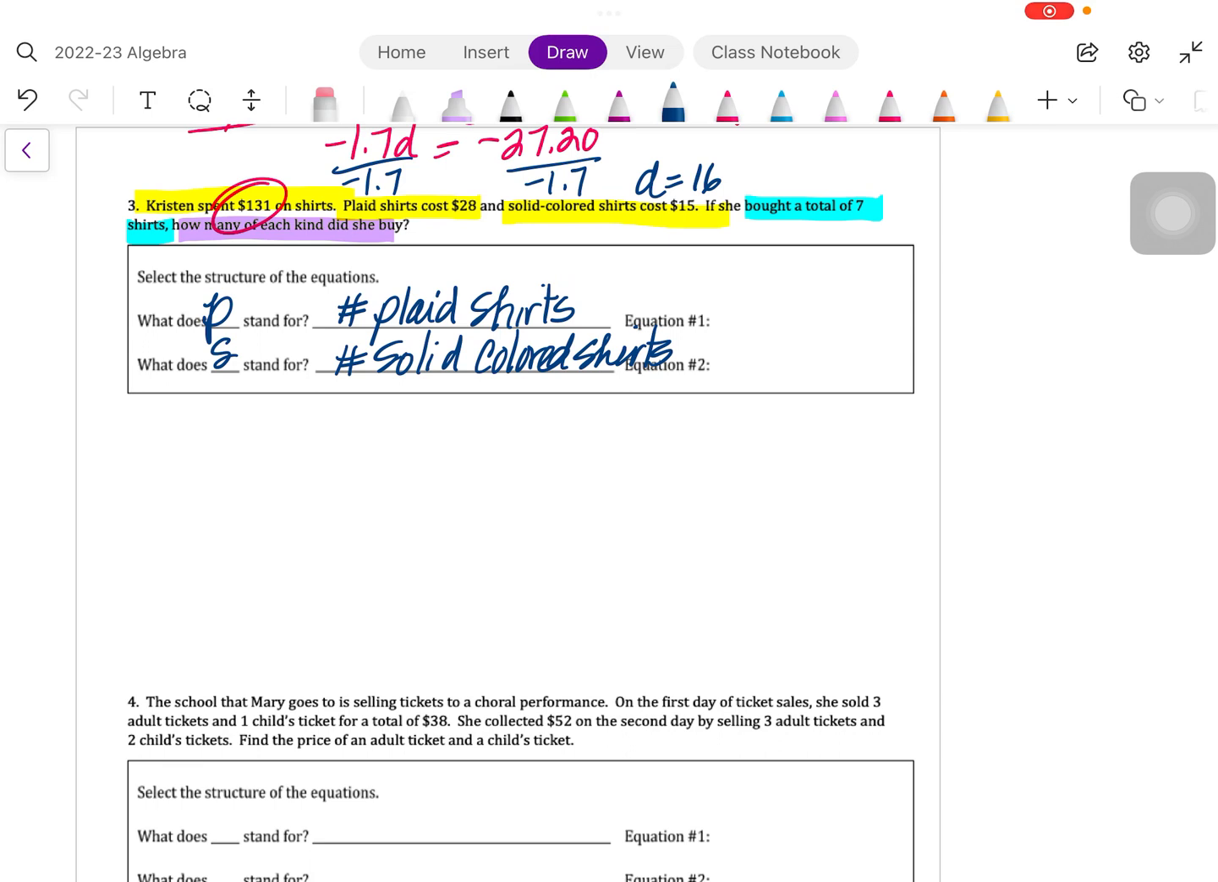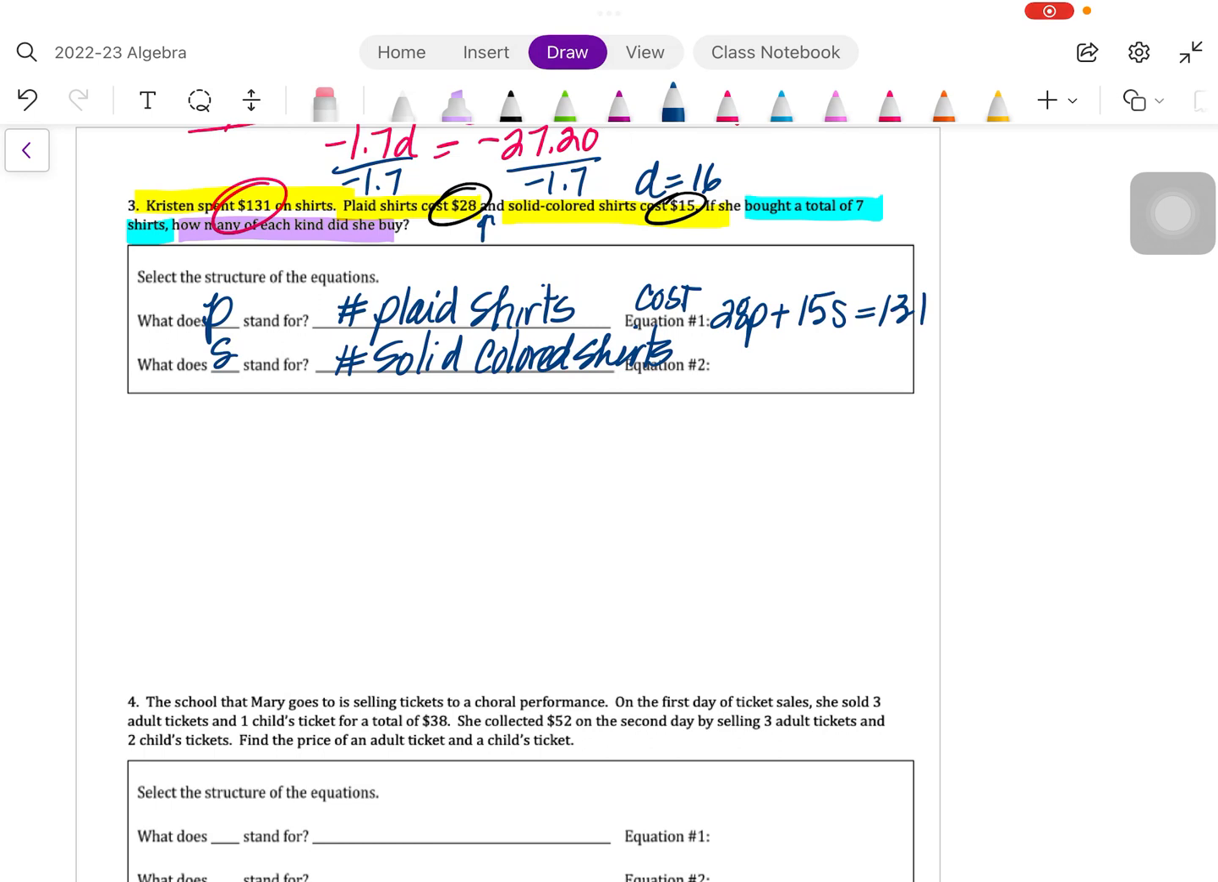Okay, so remember, money goes with money. So all the money goes together. This and the 131, okay? So plaid shirts are $28. So my first equation is going to say $28 for each plaid shirt. There's that word and again. And $15 for each solid colored shirt for a total of $131. Okay, so remember, just like I talked about above, that is our cost equation. Okay, this is a total cost.